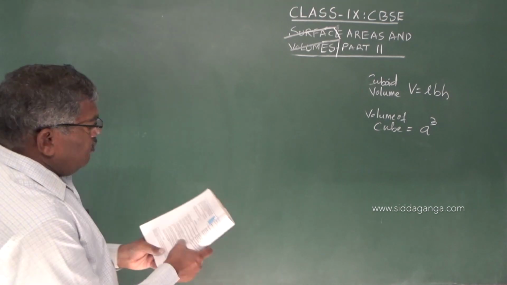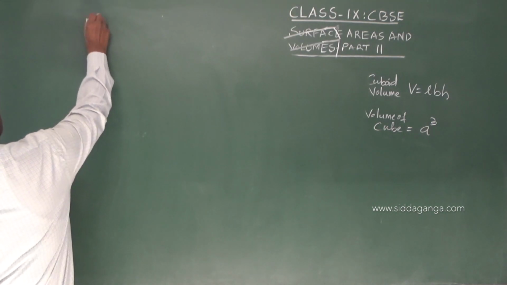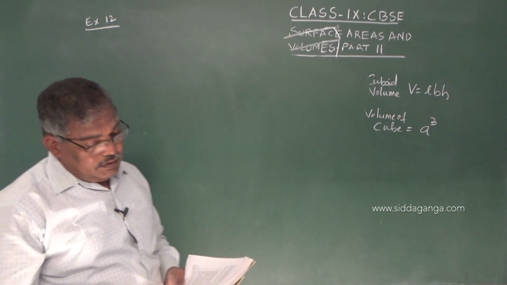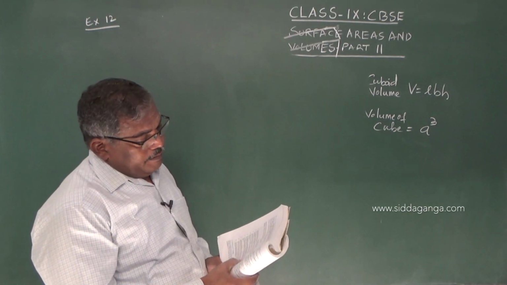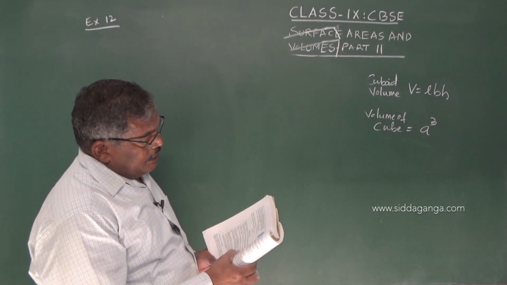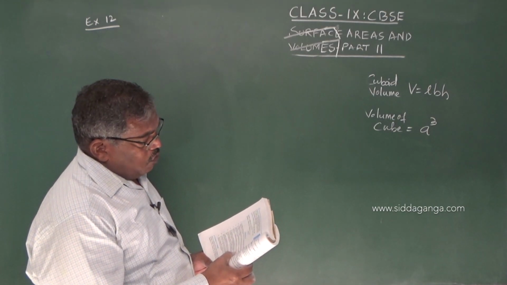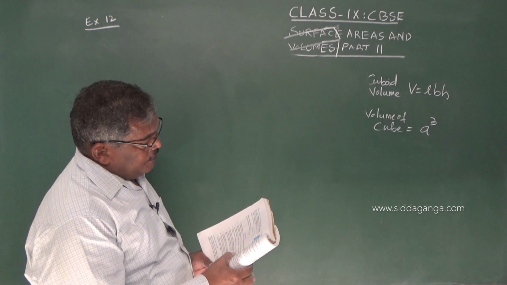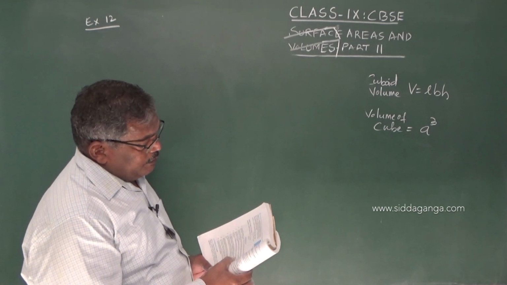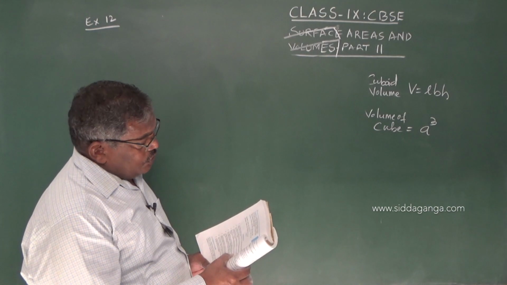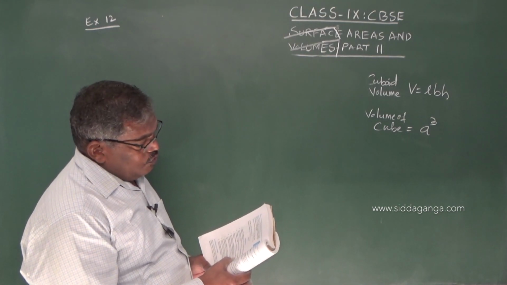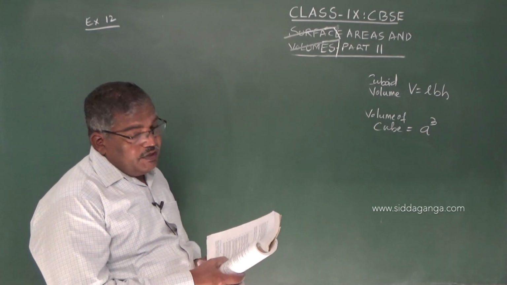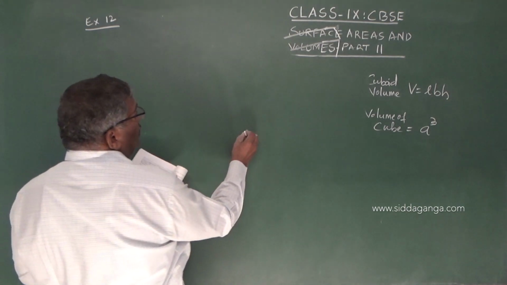Now, solved example 12. A figure is given, a child playing with building blocks which are of the shape of cubes has built a structure as shown in figure. If the edge of the cube is 3 centimeter, find the volume of the structure of the building. So it is given like this.